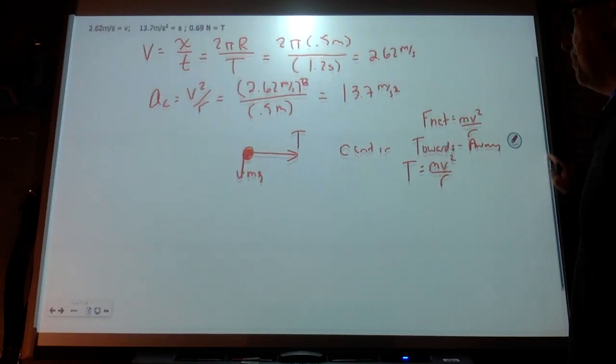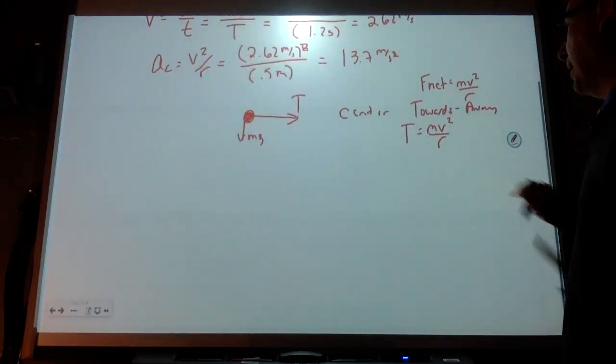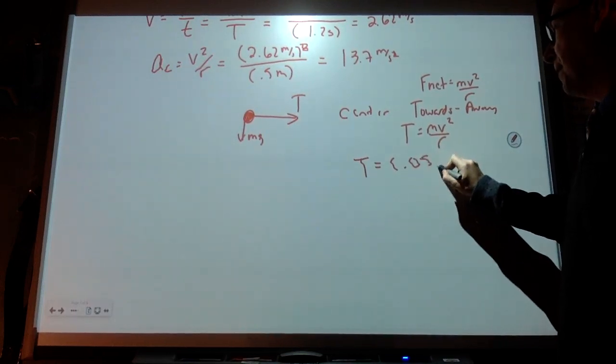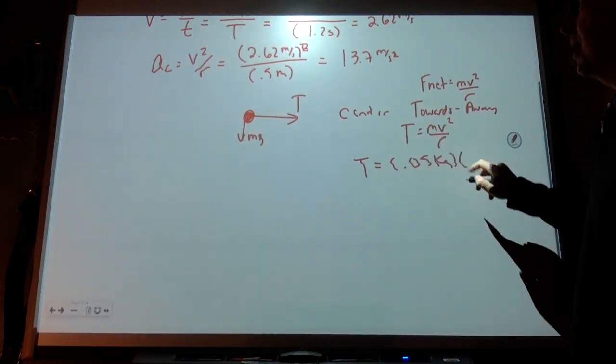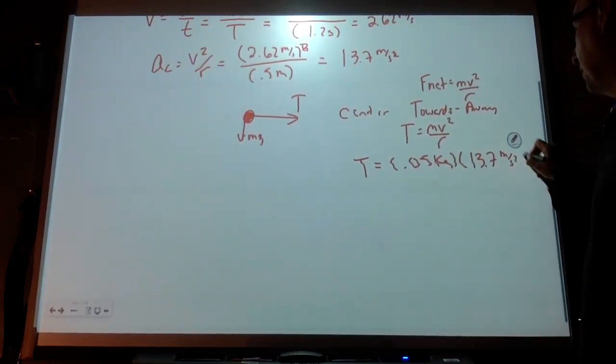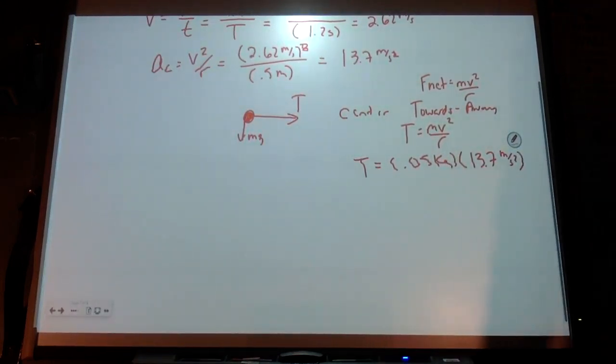And so my mass of my bee is 50 grams. So I have 0.05 kilograms times our centripetal acceleration, which is 13.7 meters per second per second.